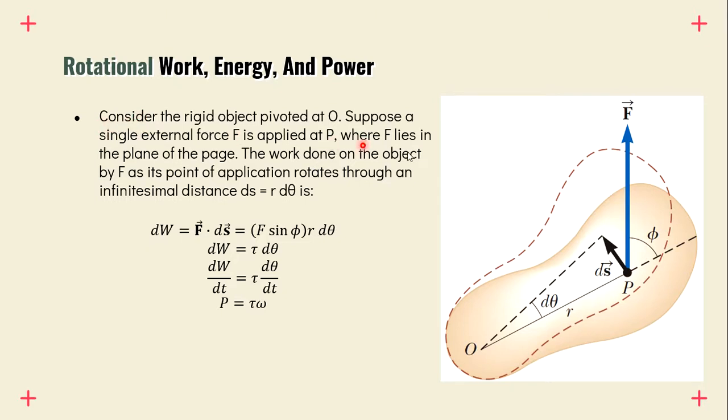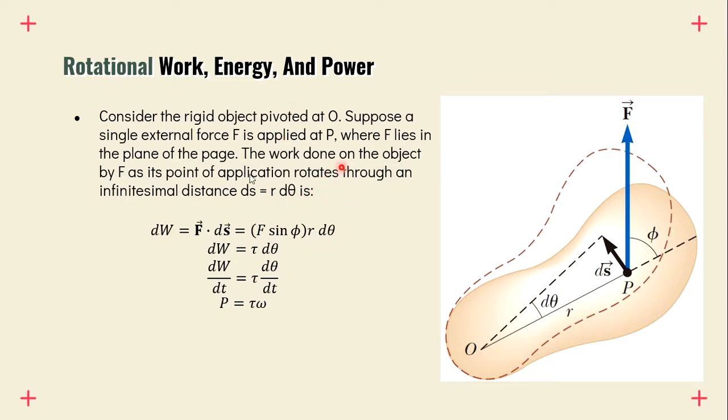So consider a rigid object pivoted at O. This is point O. This object can rotate, and the pivot point, the fixed point, is this point O. Suppose a single external force F is applied at P. This is point P, and we exert a force F, where F lies in the plane of the page. The work done on the object by F as its point of application rotates through an infinitesimal distance ds is equal to r d theta.